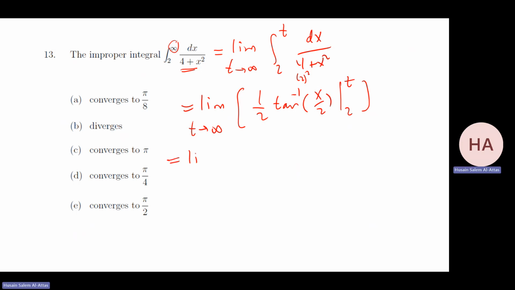Okay, that will be the limit as t goes to infinity of what? Be careful here now. That will be half tan inverse of t over 2, minus half tan inverse of 1.